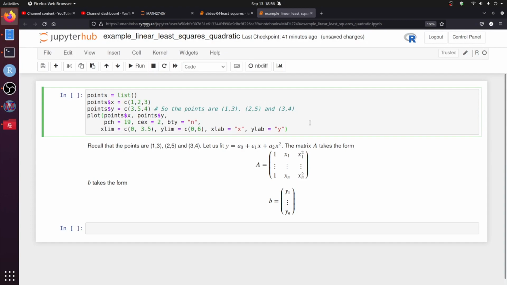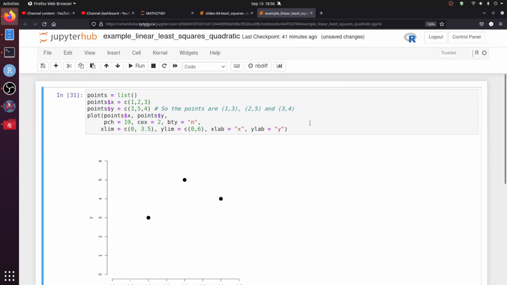Okay, I want to continue working the example we were working on last time, but this time I want to fit a quadratic, and I also want to show you how to do it in R rather than by hand as we had done last time. So I remind you that the points we were looking at are these 3 points, (1, 3), (2, 5), and (3, 4), and that they look something like this.